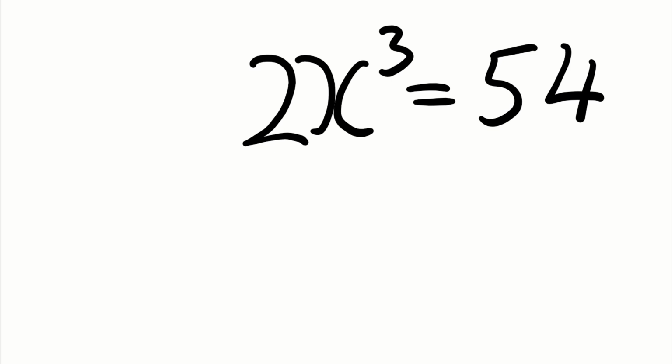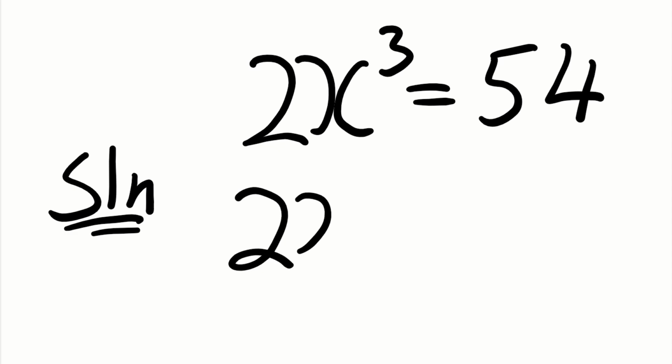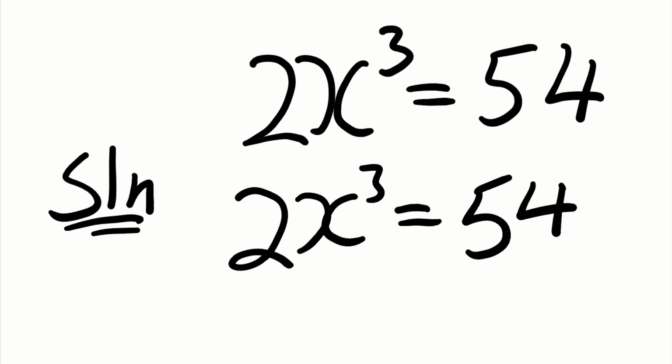So let's proceed. For my solution, I have 2s cubed equals 54, right? So I'm just rewriting the question. So what do we have here? If you look at the s cubed, it has a coefficient. What I mean by coefficient is a figure or a number attaching itself to a letter, right? So that's what a coefficient is.